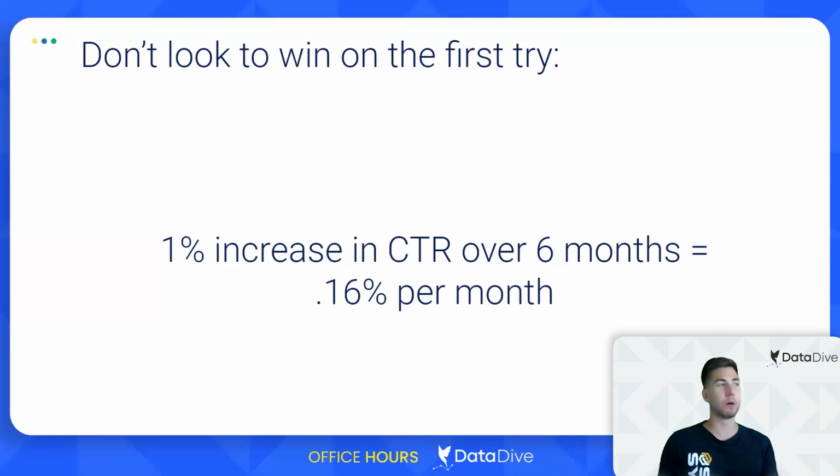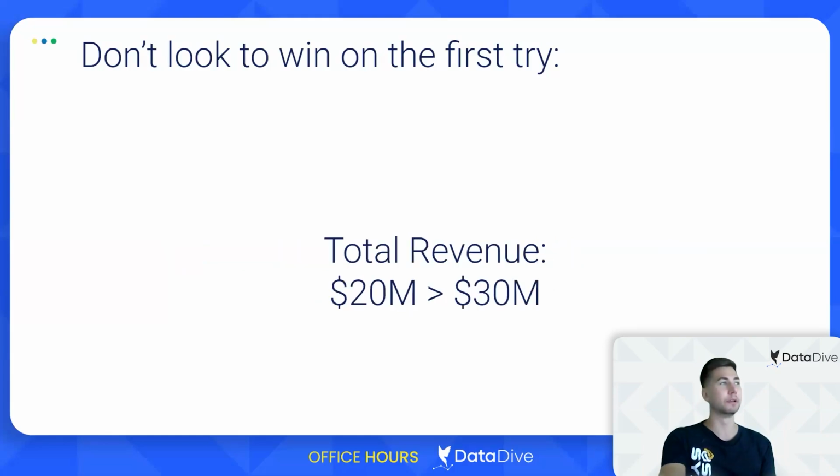So if you want to see a 1% increase over 6 months, all that comes down to is increasing your CTR by 0.16% per month. So again, it's okay if you're up and down a little bit, as long as you're up in the overall, then you're in a good spot.